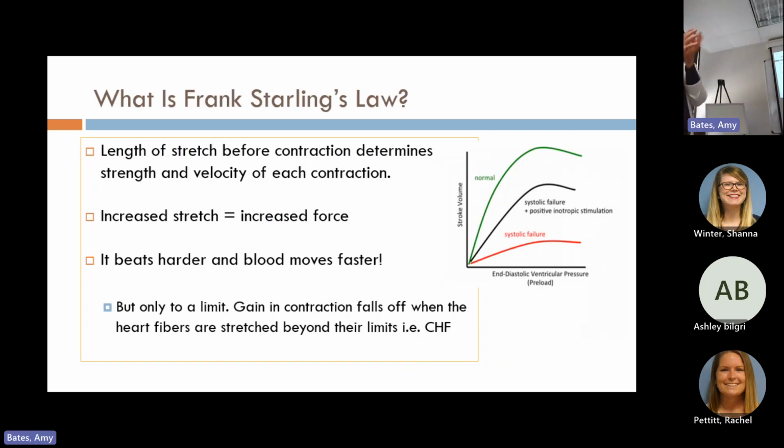And then Starling's law. If you stretch it, if you give them preload, you can have better cardiac output, better contractility, but that's only to a point. You overstretch it in somebody with heart failure, and then it doesn't snap back. So you don't really get any benefit from overfilling. It's just filling to the point that you get that extra stretch, which gives you increased force when it contracts.